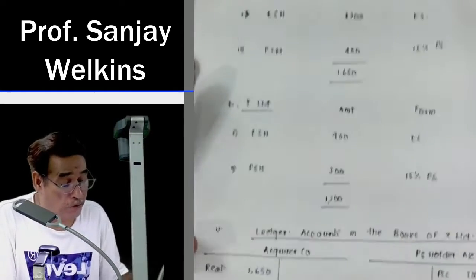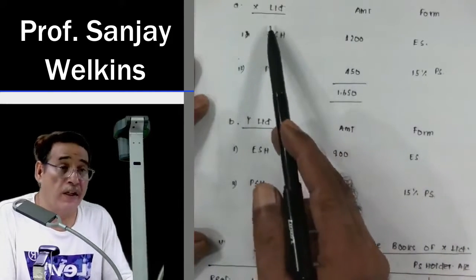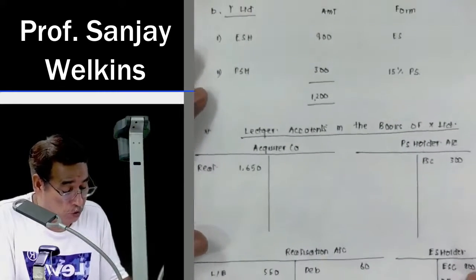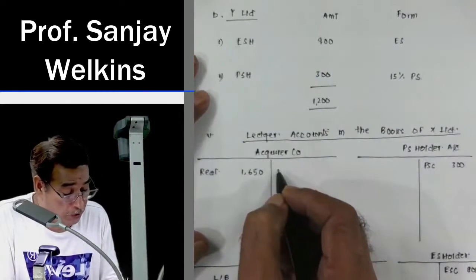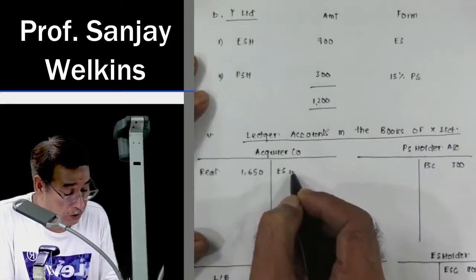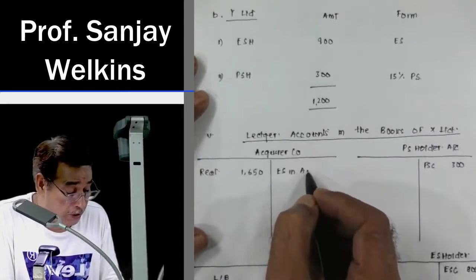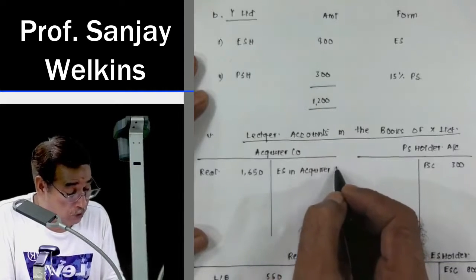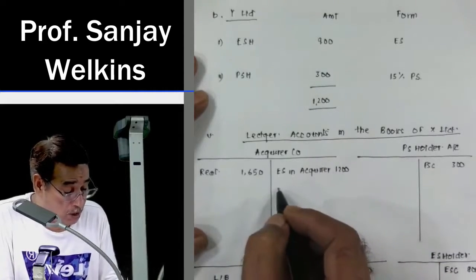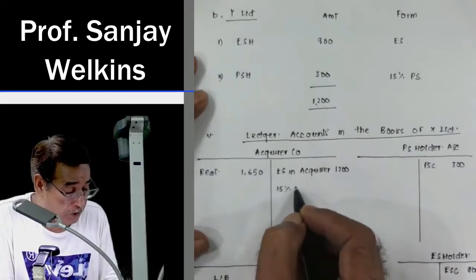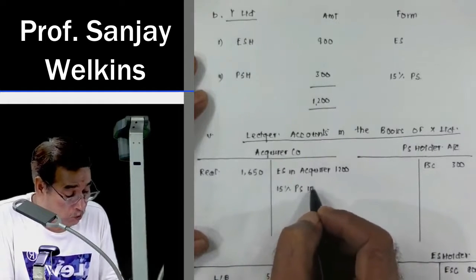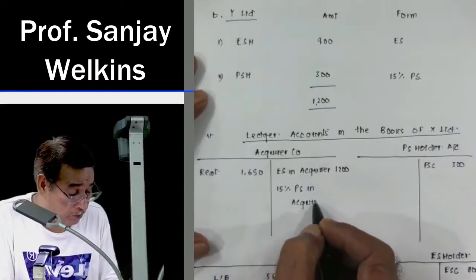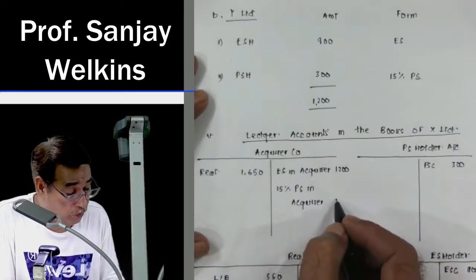Now, in order to pay 1650, correct? Equity shares and 15% preference shares are being issued by the acquirer. So we will write towards the credit side, equity shares in acquirer company or Z Limited is equal to 1200, and 15% preference shares in acquirer company. That is equal to 450.